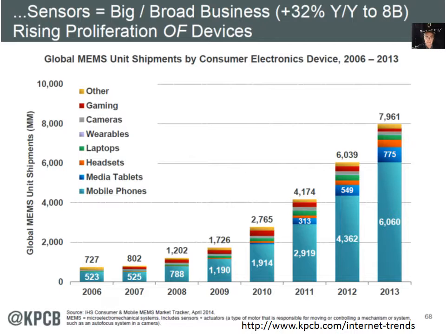Here is an example from the smartphone area where we look at the MEMS devices, the electronic devices inside smartphones and related devices, laptops, headsets, tablets. Smartphone is the largest, and you can see we have 8 billion such things in 2013. And so this points out that sensors are very important, devices are very important.